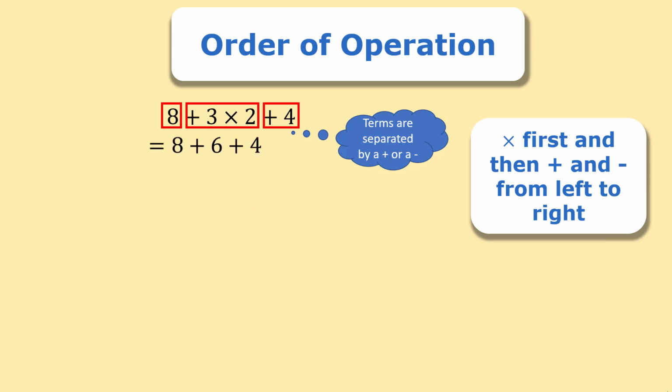In our next step, we bring down the 8 and the 4, and we first work out what is 3 groups of 2, which will be 6. And then we add, and that is 18.